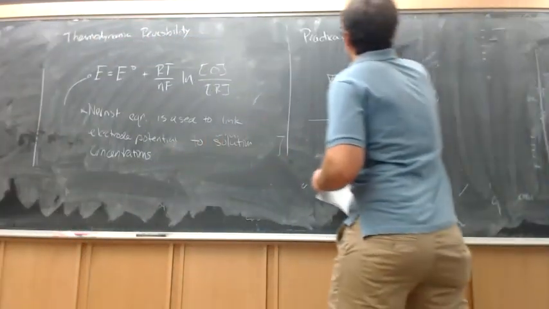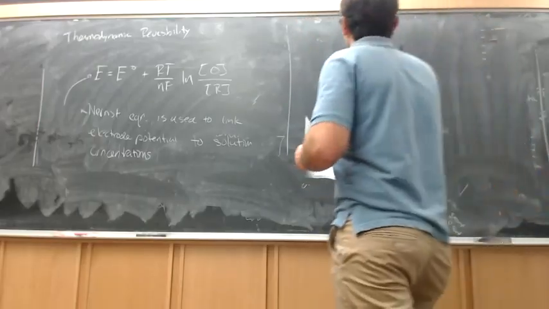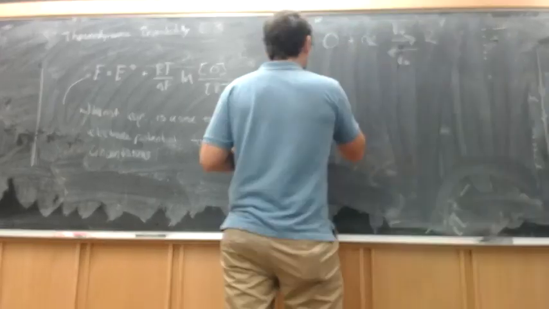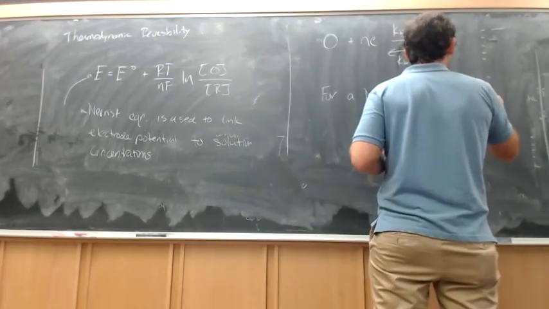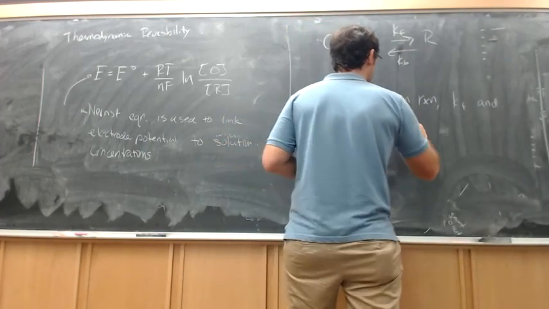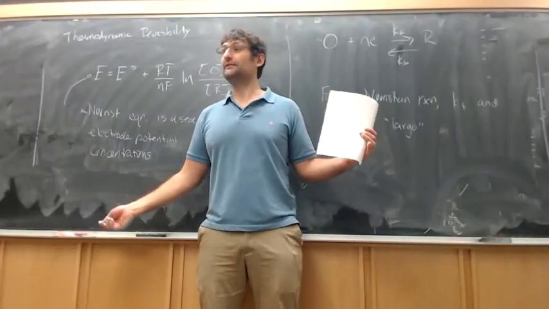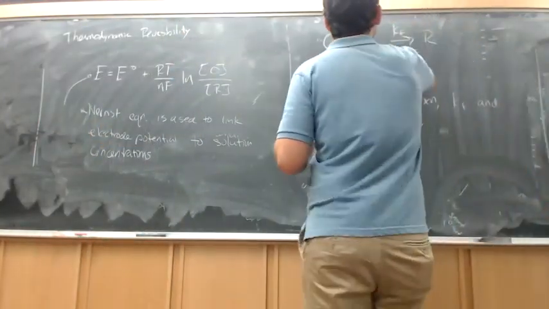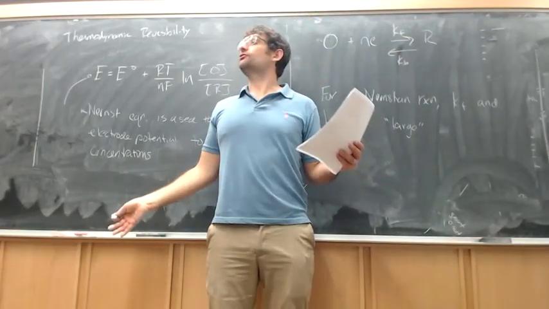So if we write the expression, O plus n electrons going to R, we can write that with a forward and a reverse rate constant, Kf, Kb, right? So for a Nernstian reaction, Kf and Kb are large. Put that in parentheses, because large is sort of a meaningless term unless you have a comparison, right? But we'll talk about that in chapter 3. We'll talk about large compared to what. It basically needs to be large so that the exchange current densities are comparable to the current we are trying to pass through the cell.